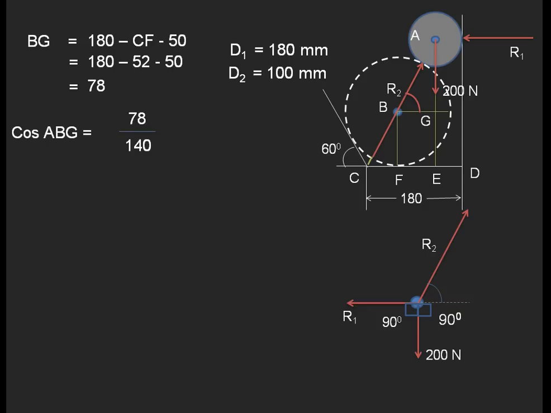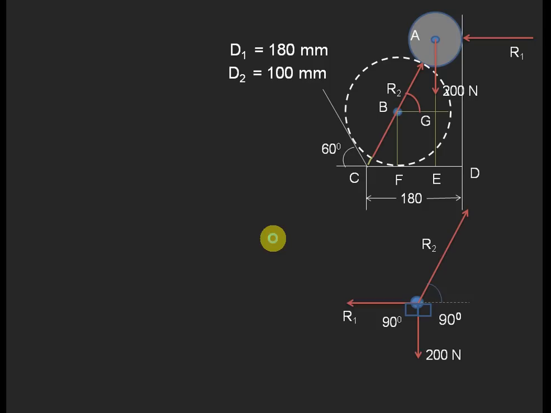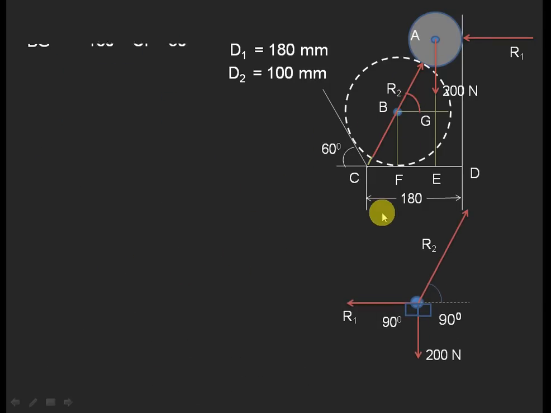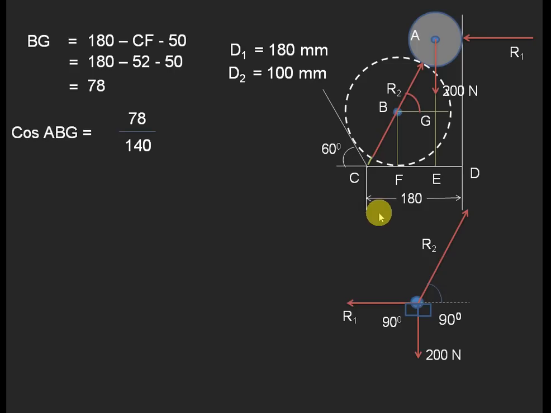Now we can go for cos ABG, that is, cos of angle ABG is equal to 78 by 140. Why is it 140? BG by AB: AB you have already determined in the previous slide. So we go to the previous slide again. Already you got AB as 140, that is the sum of the two radii of the two spheres. So that's why we can write cos ABG is equal to 78 by 140.